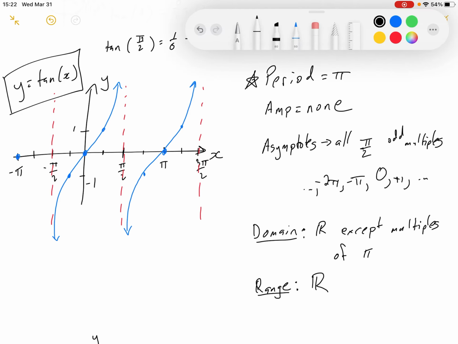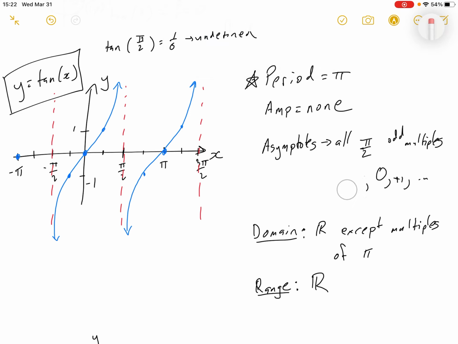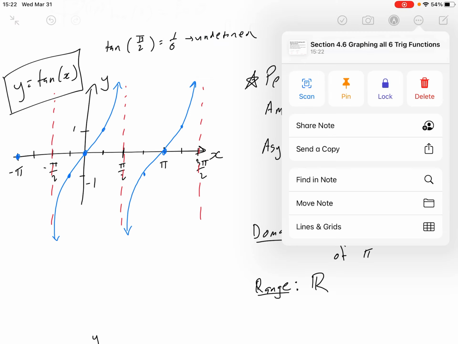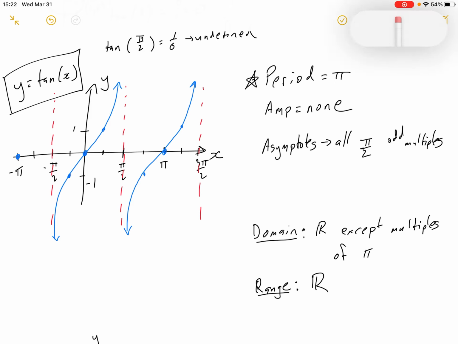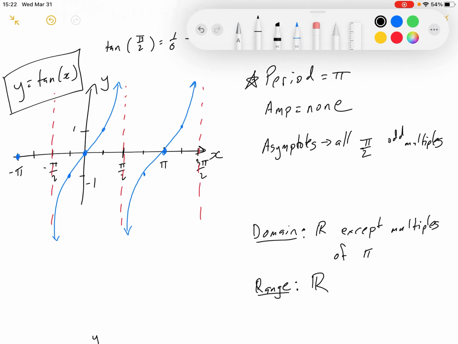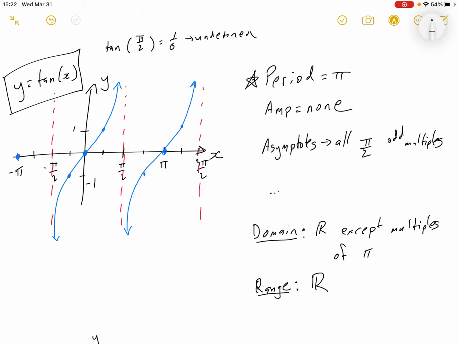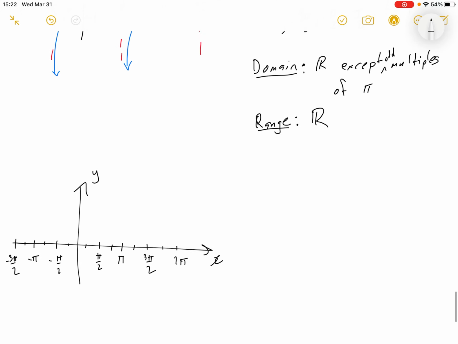I hope you were looking at this going, that doesn't look right, Mr. Edwards. I hope you fix your mistake. Oops. So let's go ahead and fix that real quick. So it's going to be things like negative 3 pi over 2, negative pi over 2, pi over 2, etc. And we can fix that by just saying odd multiples of pi. Sorry for that error. I was thinking of the x-intercepts, I think, instead of the asymptotes.